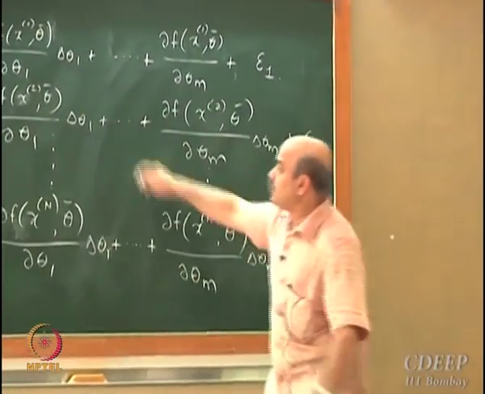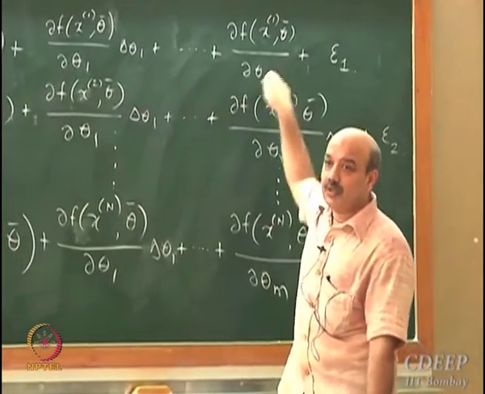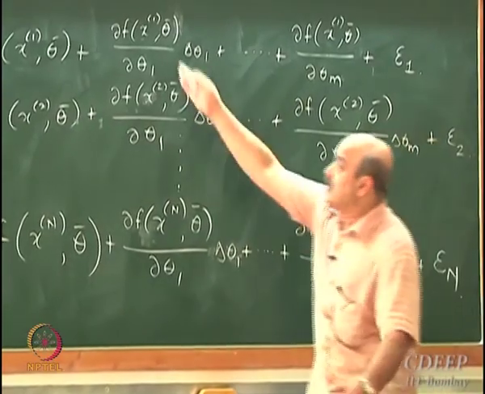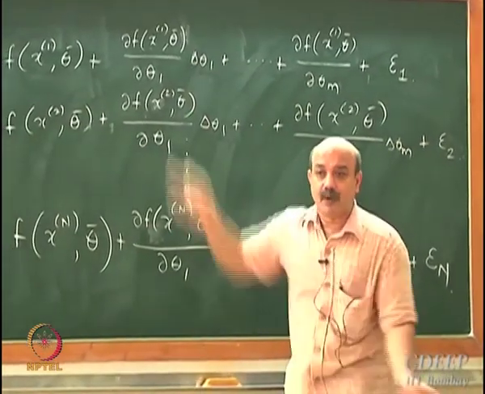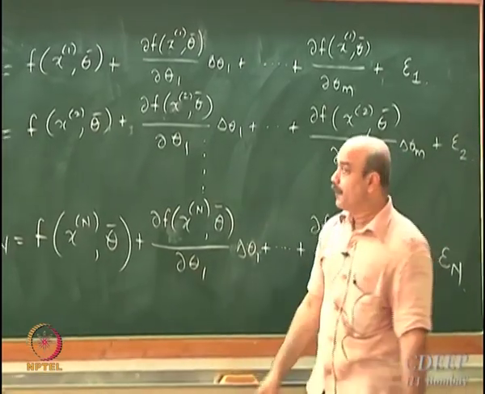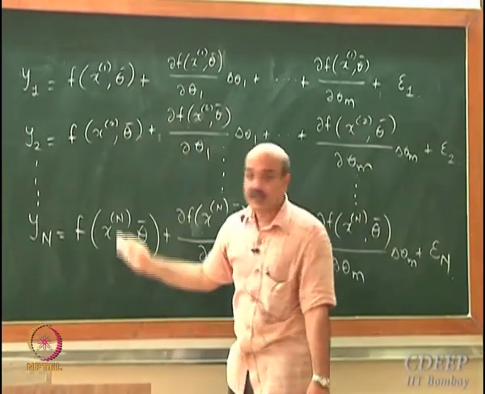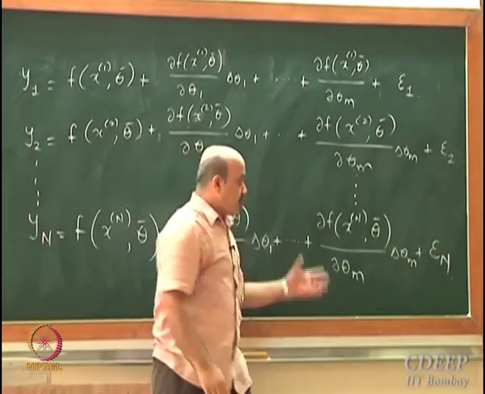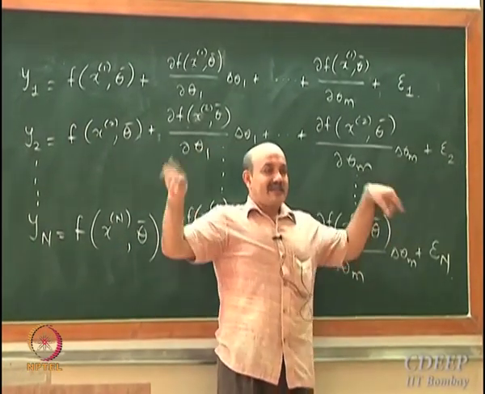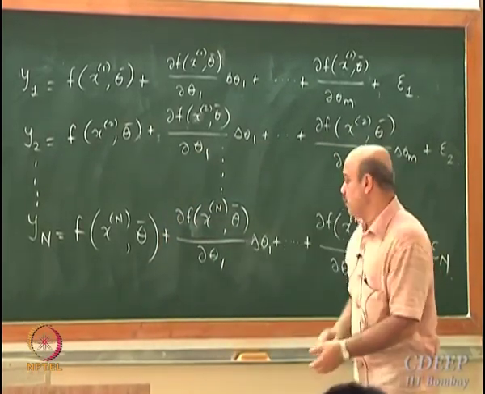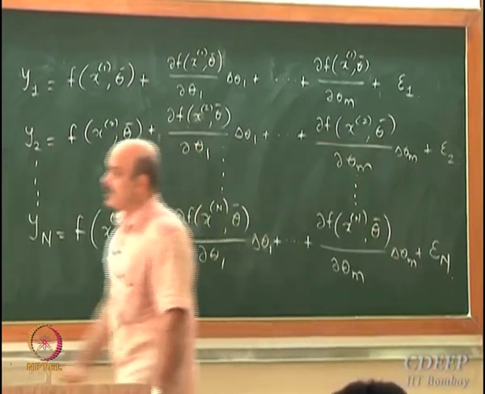Now, with respect to delta theta 1, delta theta 2, delta theta m, these are linear in parameters because these partial derivatives are computed at a fixed point. They are known to you. This F is known to you, this Y is known to you. So now I can apply the A transpose A inverse business. I have to do it iteratively. So now, how to come up with the A transpose A inverse business? Let's go back here.